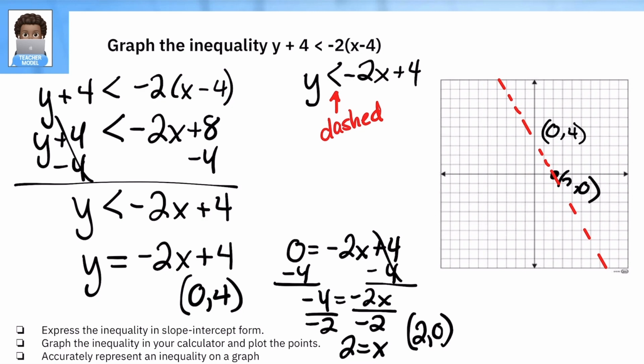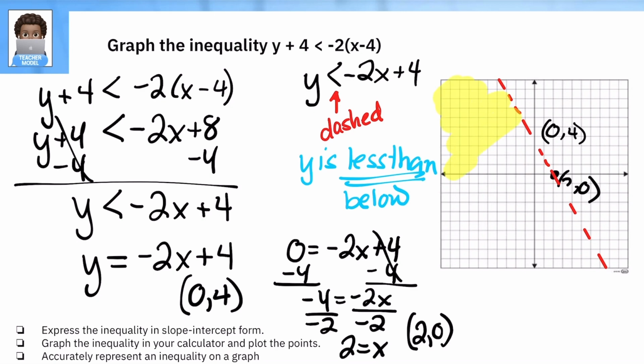So second question, am I shading above or below? Because this is saying y is less than, I'm going to shade below. So let's get our shading, and there we go. So this represents my solution set. It's all the values that are below this line. All right, hit pause and jot this down into your notes.